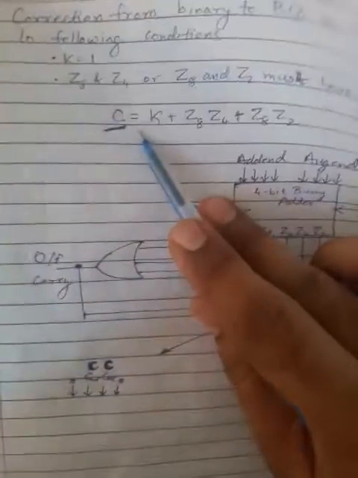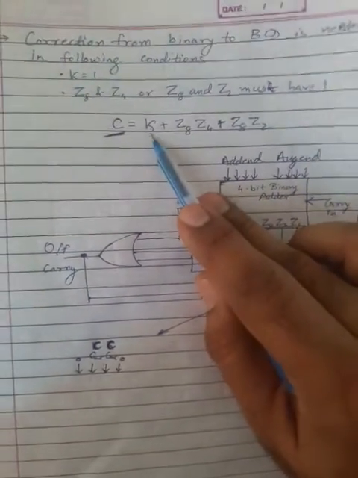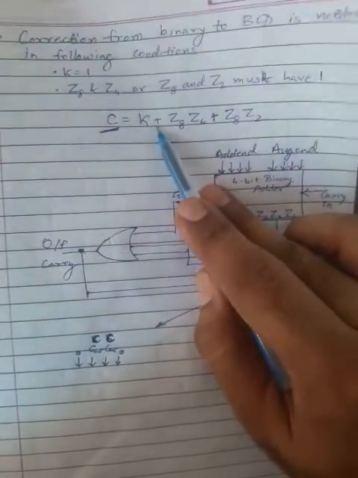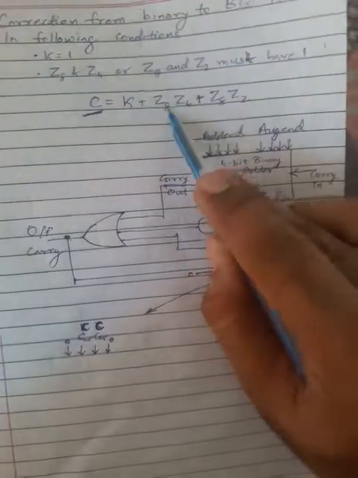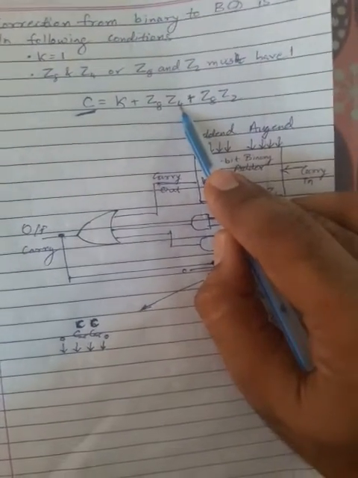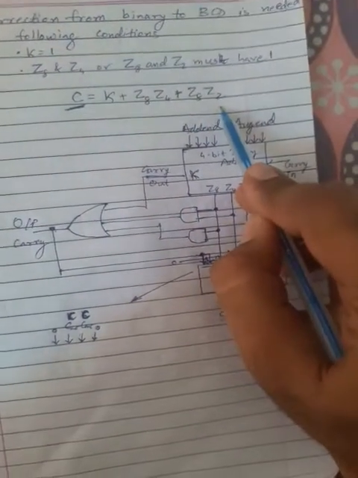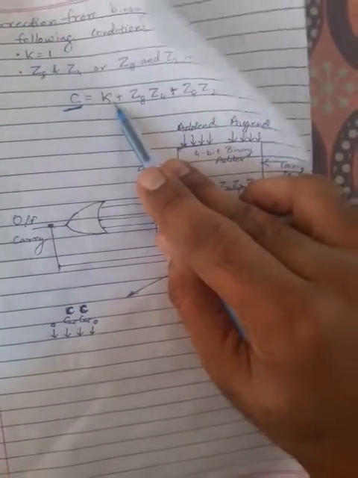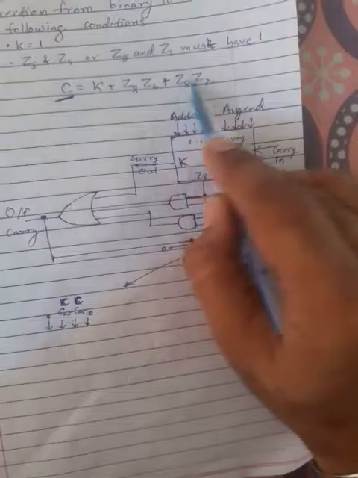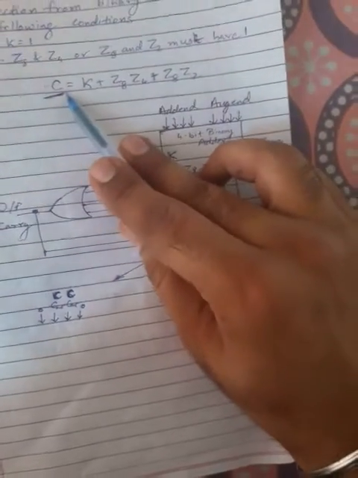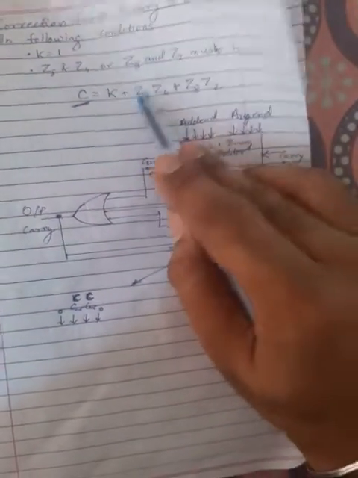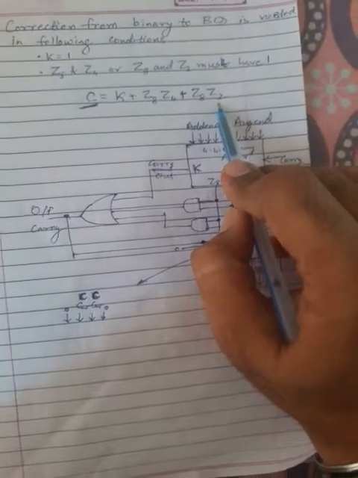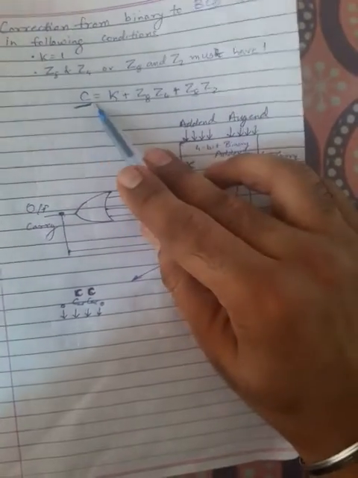Now this is the particular rule. C will be decided by this. When both are 1, then the value will be 1. And if K is 1, then also the value will be 1. One of these three should be 1 to make this C 1. Okay, one of these three should be 1, the answer should be 1, only then the answer of C will be 1.